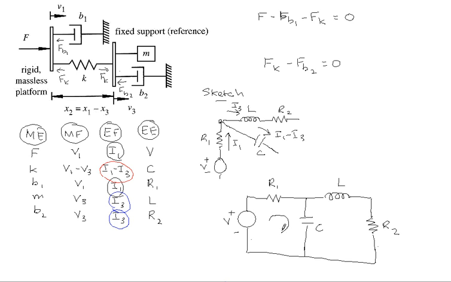Notice that there are two meshes, with flows I1 and I3. The use of two meshes corresponds to the two equations that we have created earlier.